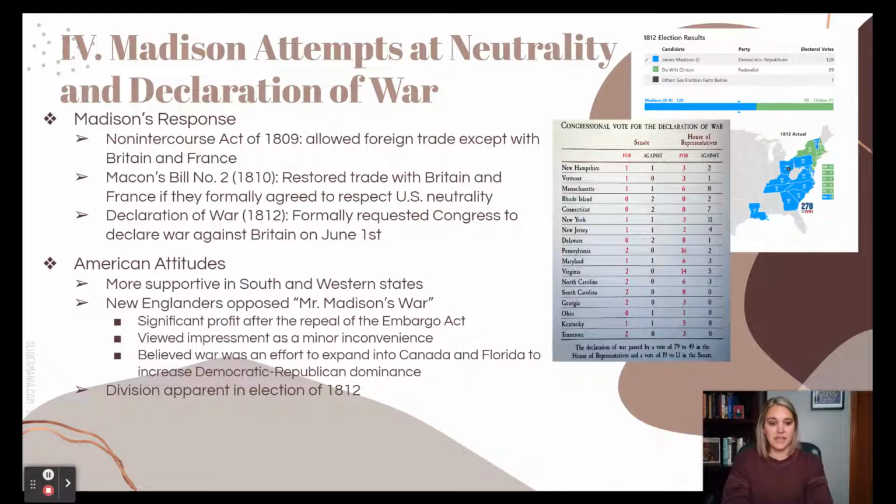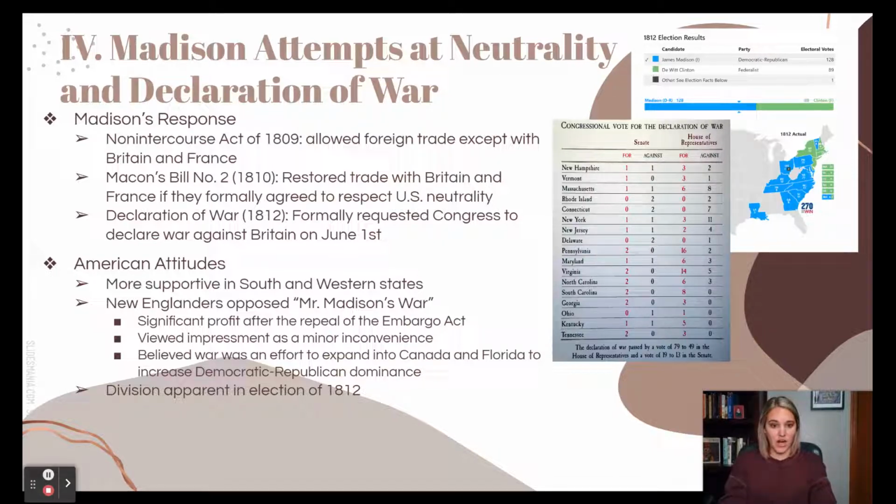In 1809, he supports what's called the Non-Intercourse Act, a lesser version of the Embargo Act. It would allow foreign trade except with Britain and France. And then in 1810, the government agrees to restore trade with Britain and France if they formally agree to respect U.S. neutrality. Now, they may formally agree to that. They don't, in fact, actually do it. And so what happens is Madison requests Congress to declare war against Britain on June 1st.